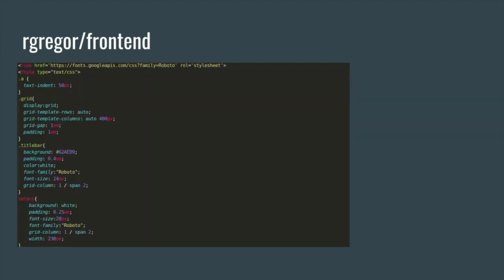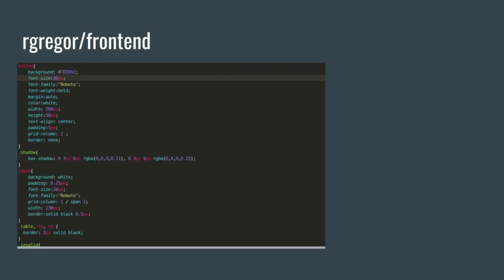Here's the CSS that is used to display the front end. There is the information for the title bar, the select option, the submit button, the input, the table, the invalid displays, and the shadows that are applied to some of the items.